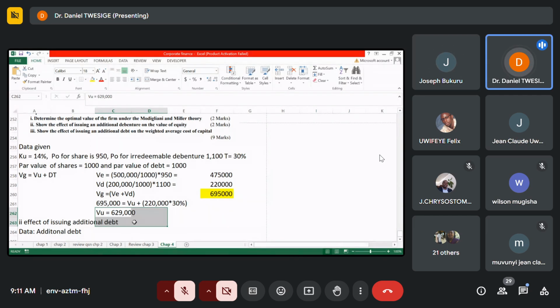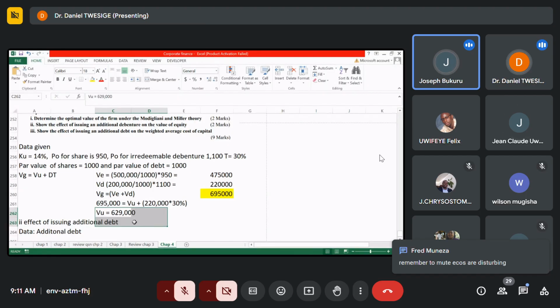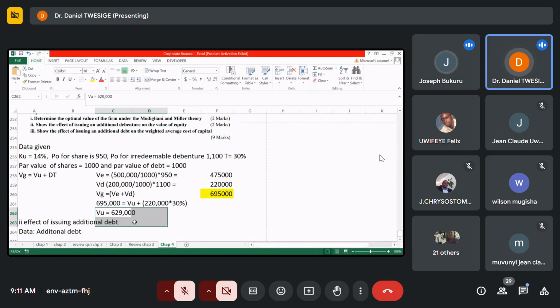Let us first understand, maybe it's the interpretation of the question. Let us first understand it well. We want the optimal value of the business as per Modigliani and Miller. And what is the optimal value of the business as per Modigliani and Miller? It is VU plus the debt tax shield.